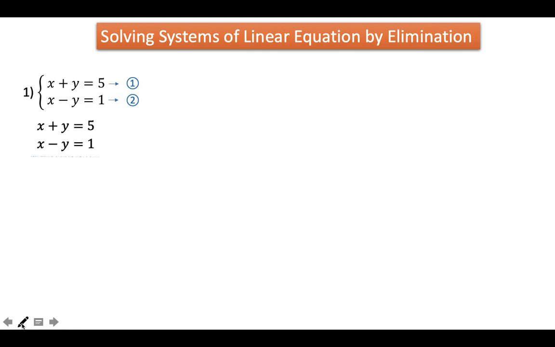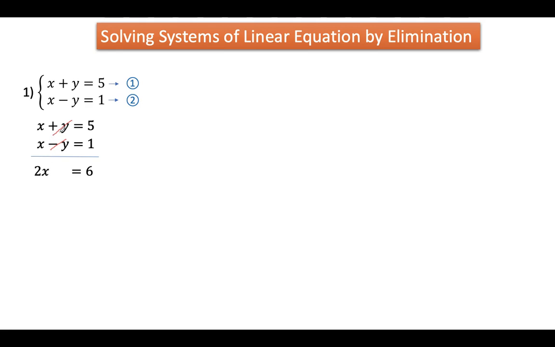Then we're going to add these two equations. x plus x is positive 2x, then positive y plus negative y is 0, and 5 plus 1 is 6. Notice that one of the variables is eliminated. So that is actually our goal, and this is how the elimination method gets its name. We want to eliminate one of the variables so that one variable will be left, and we can now find the value of that variable.